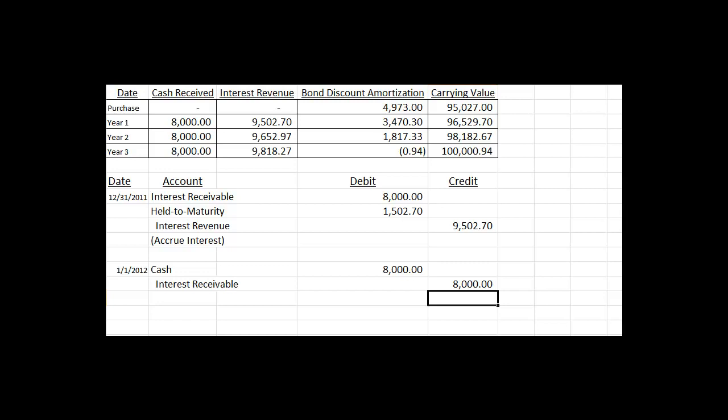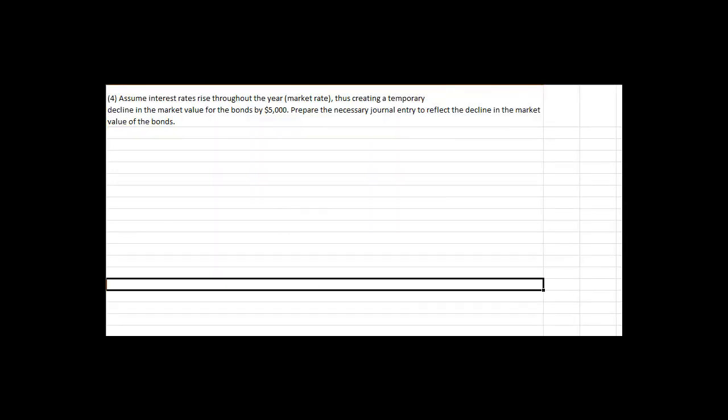Requirement number 4, I've kind of got it sketched out here. It'd be kind of hard to see. It says, now let's say that the interest rates change in the market, and so therefore there's a temporary decline in the market value of the bonds by $5,000. So prepare the necessary journal entry to reflect the decline in the market value. We've been walking through when we have equity securities that we mark to market to get it to the right value. However, I'll take you back here and show you that if we have the intent and the ability to hold to maturity, we really don't care what happens in the market.